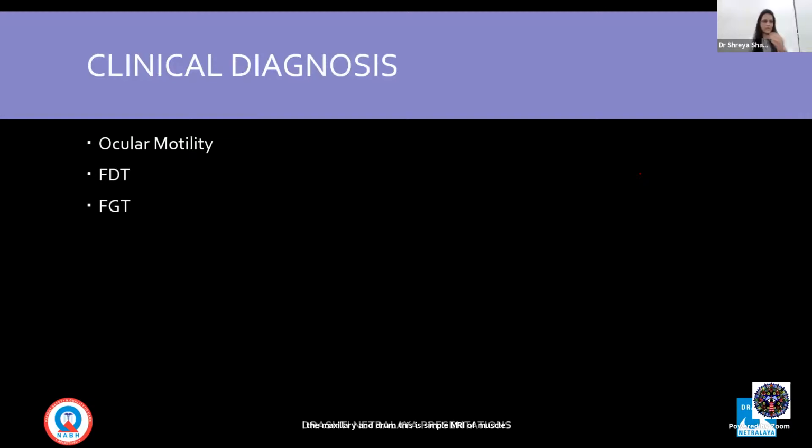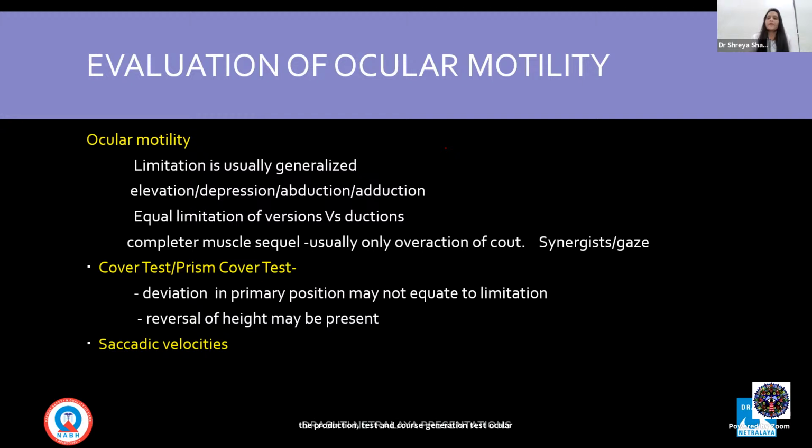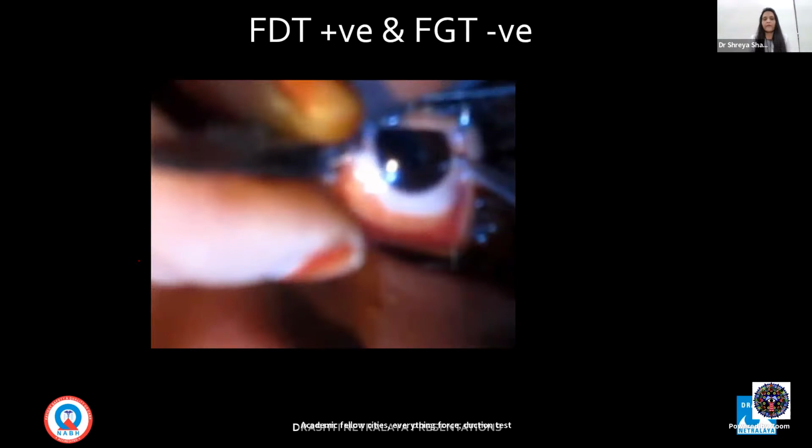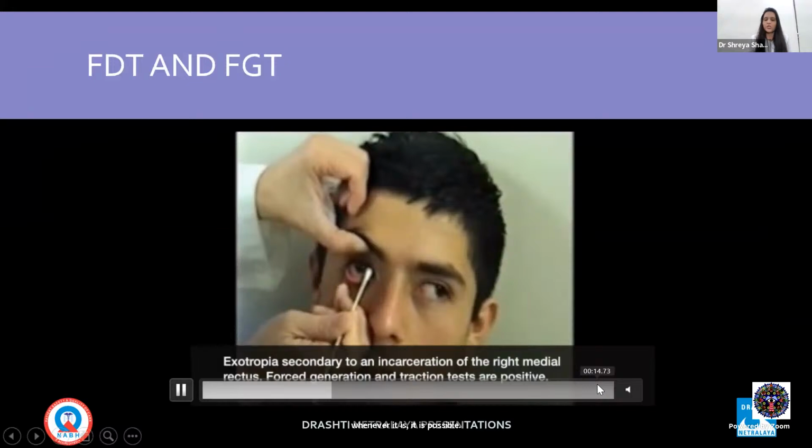Clinical diagnosis you also have to do with ocular motility testing, force duction test, and force generation test. Ocular motility test has to be done in all patients, with cover and uncover test, saccadic velocities, everything. Force duction test has to be performed in everybody, whenever it is possible. Sometimes the force generation test can also be done with a Q-tip, which is very difficult, but it can be done.